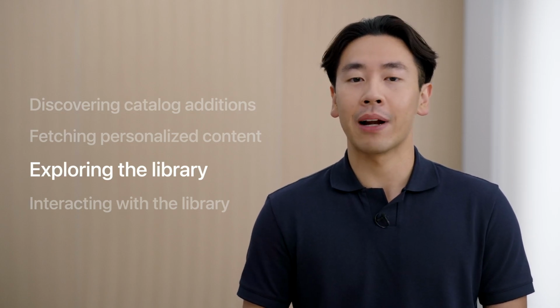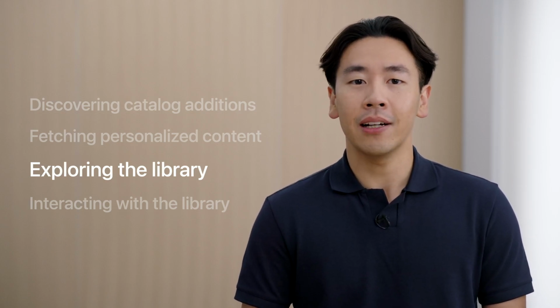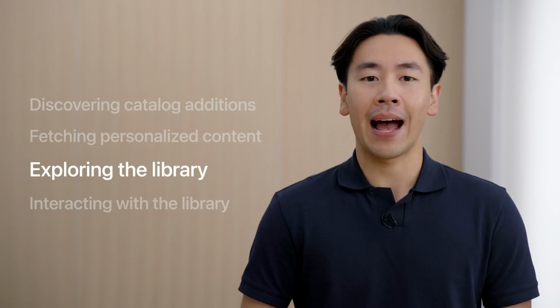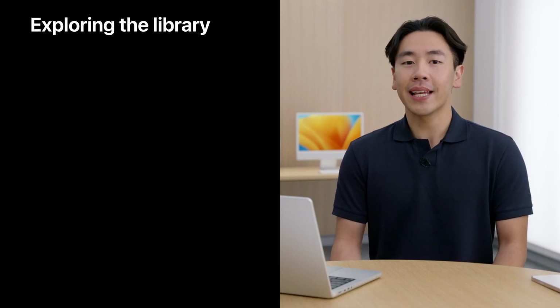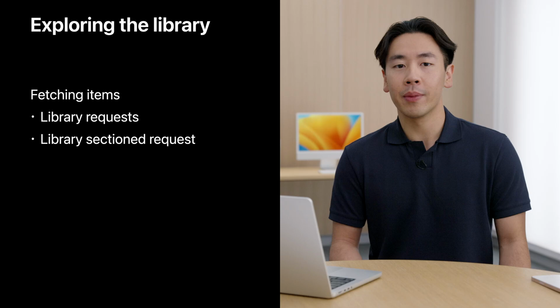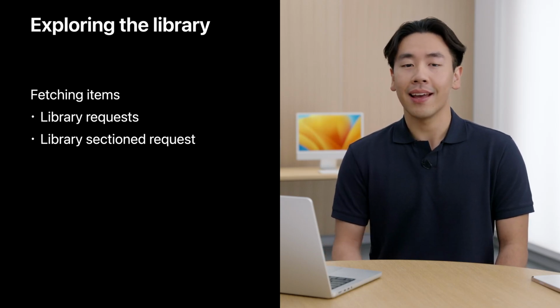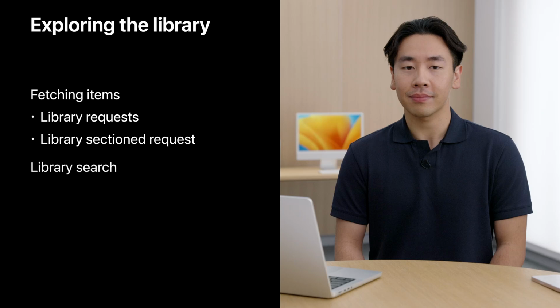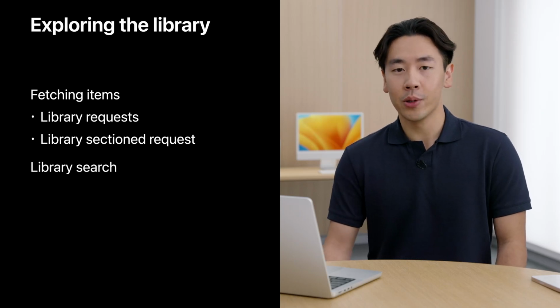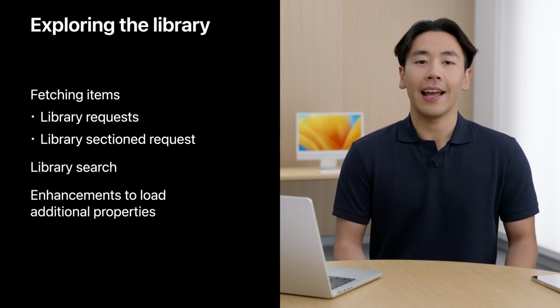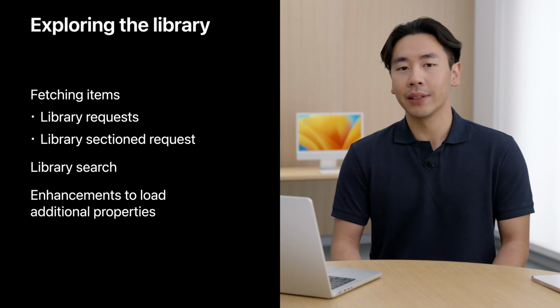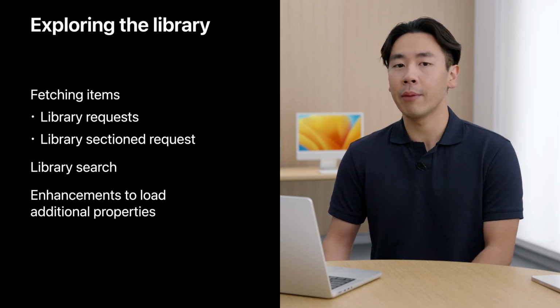Now let's take it a step further and talk about how you can create even more relevant experiences around music by incorporating content from your user's library into your app. This year, MusicKit allows your app to fetch items from the library with two types of requests: the library request and the library section request. Search for content in the user's library, and load extended attributes and relationships specifically from the library. Before we see the technical details, let's see how we can use library content to enhance your app.